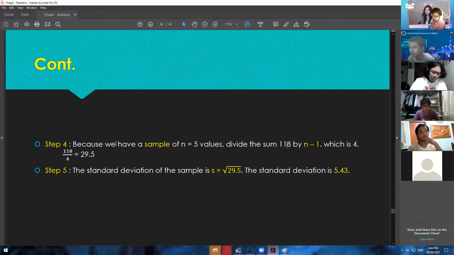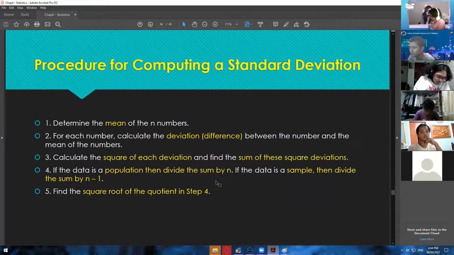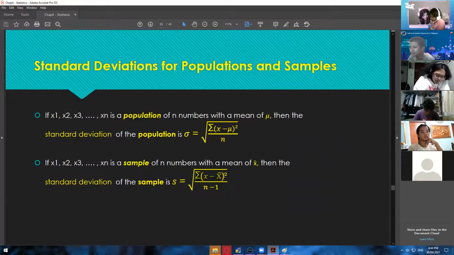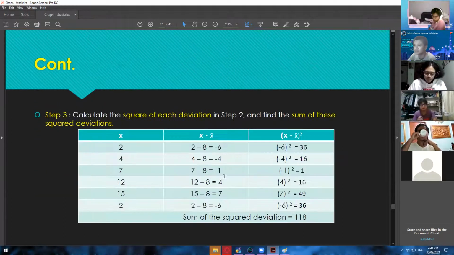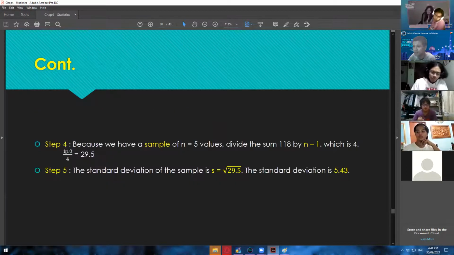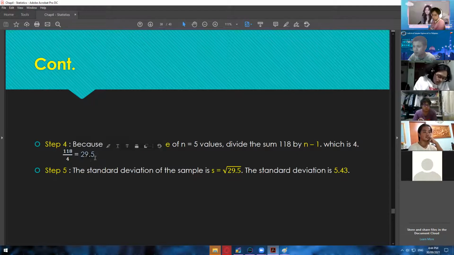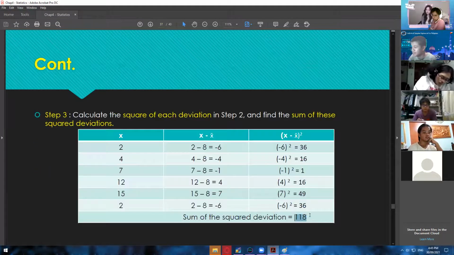So in here we have, where is that one? Do I have the computation? So this is the numerator part, wherein after solving everything on the summation of x minus x bar, it will give us a result of 118, and then just divide this by 4, which is now equal to 29.5.